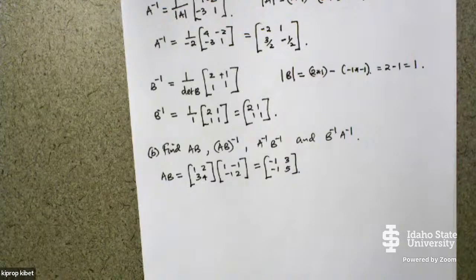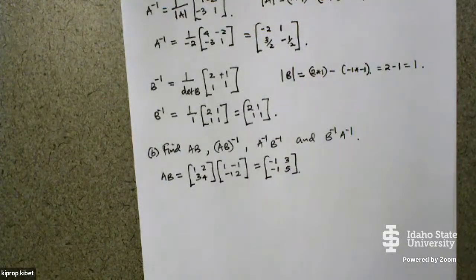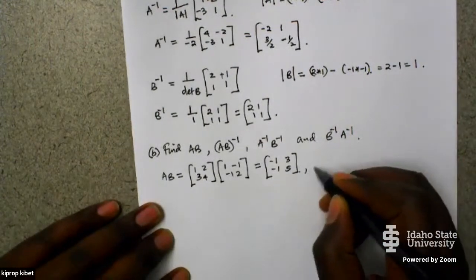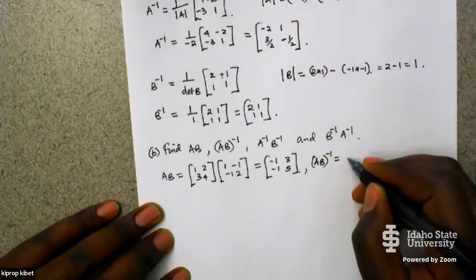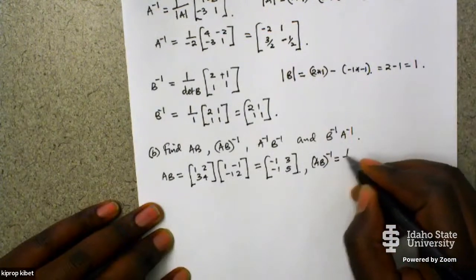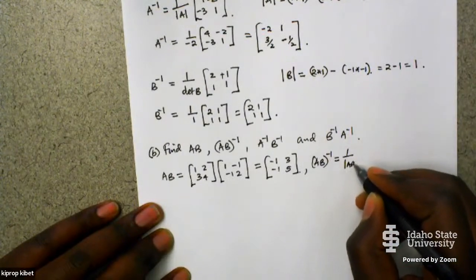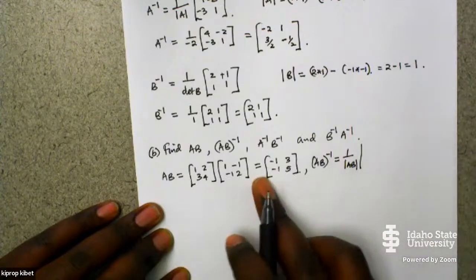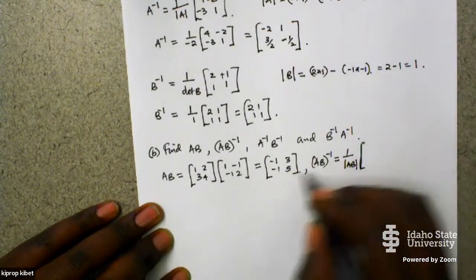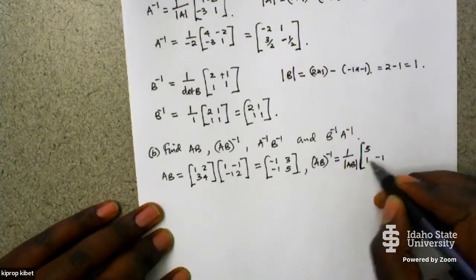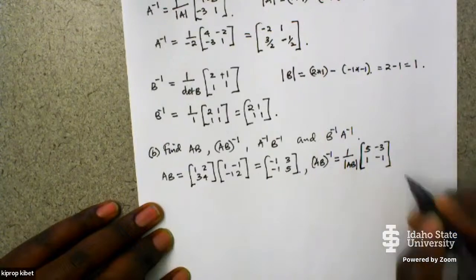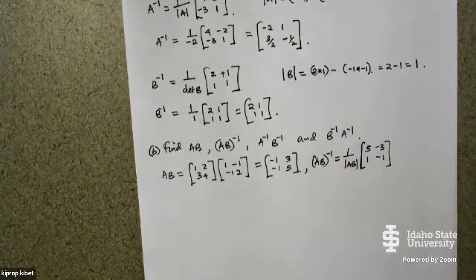So that is our AB. Now, what is the AB inverse? Our AB inverse is the same as 1 over determinant of AB, and then the inverse here will now be 5, and then -1 here, and then 1 and -3 there.